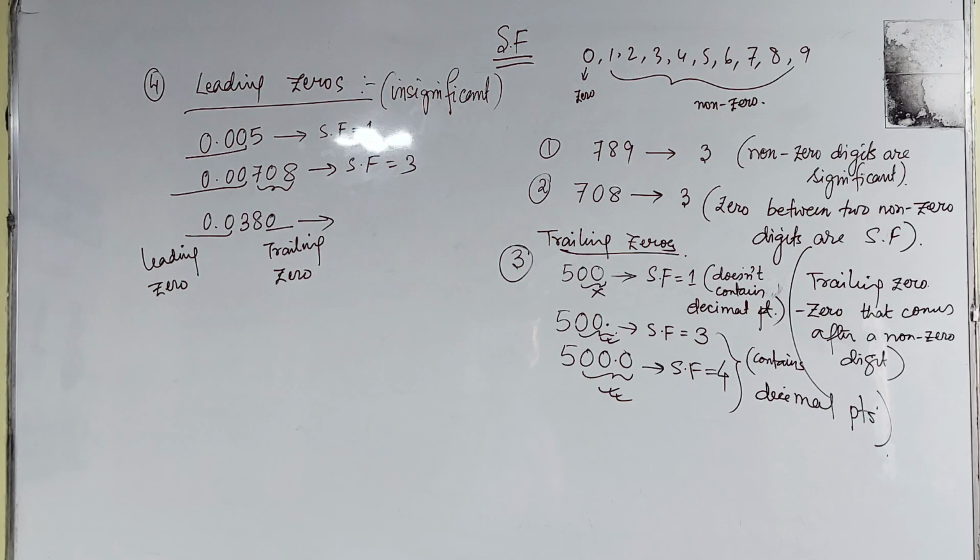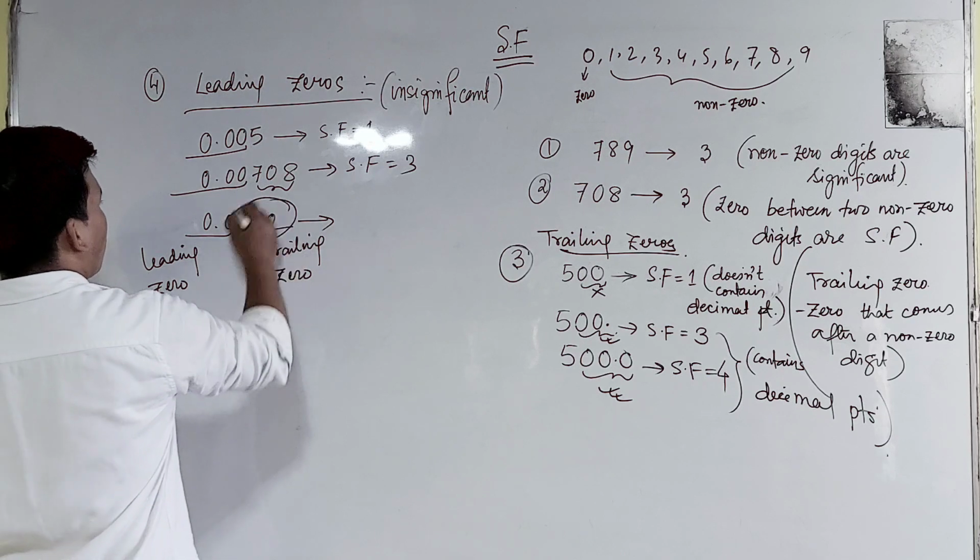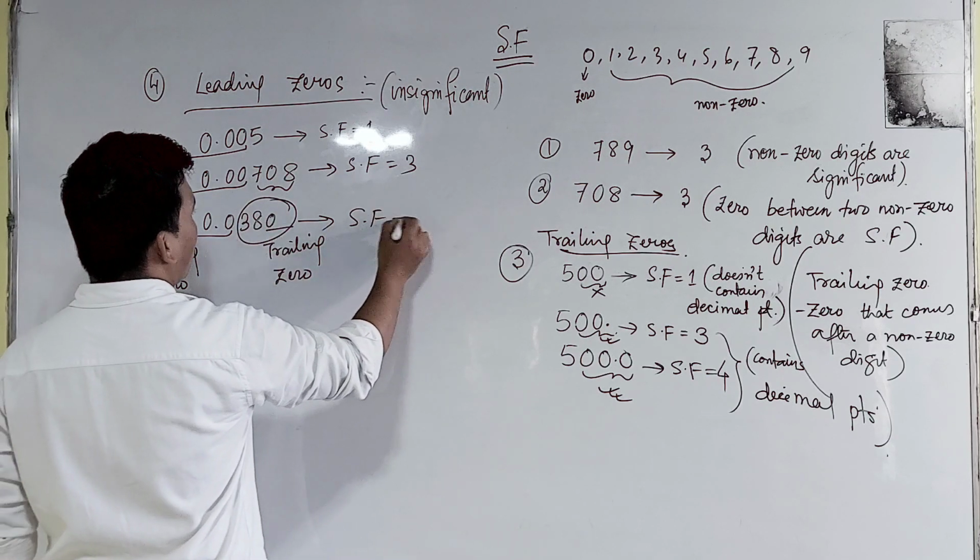For trailing zeros, we check the decimal point. Does the number contain a decimal point? Yes, it contains a decimal point. Therefore, the significant figure will be 3. Understood? Significant figure will be equal to 3.